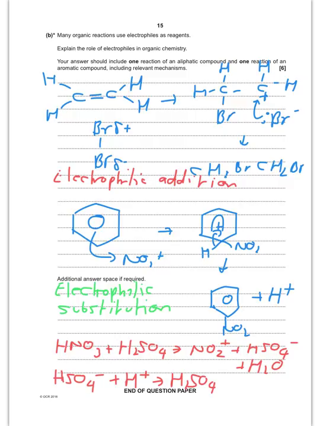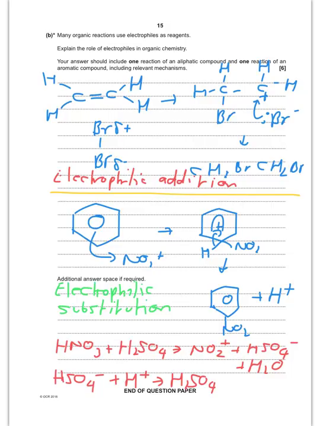Really, this next question is a bit of a gift, isn't it? If you know your organic chemistry. So it wants us to explain the roles of electrophiles in organic chemistry, including one reaction of an aliphatic and one reaction of an aromatic compound. So I've shown that below. So the first one I have shown is going to be electrophilic addition of an alkene, bromine across an alkene double bond, giving you the mechanism and the product.